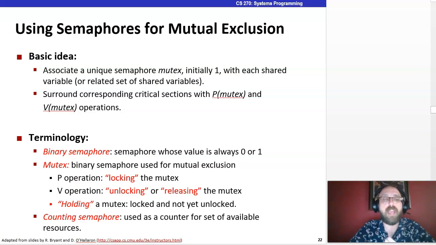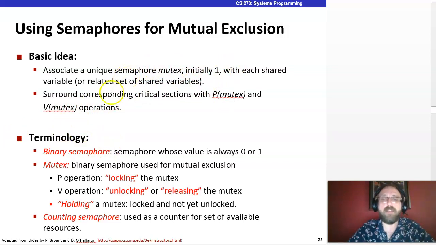So let's see how we can use a semaphore for mutual exclusion. The idea is we'll make a semaphore. We'll call it here mutex, which stands for mutual exclusion. We'll make it 1. That means we can call P more than once, but it will only be decremented once. P will only return once until someone calls V.